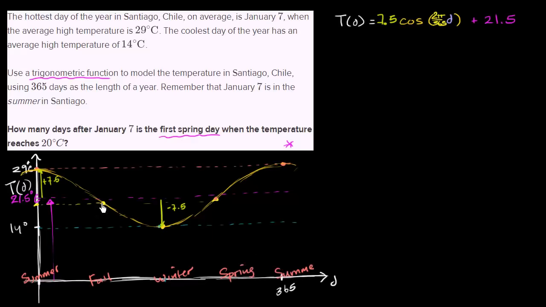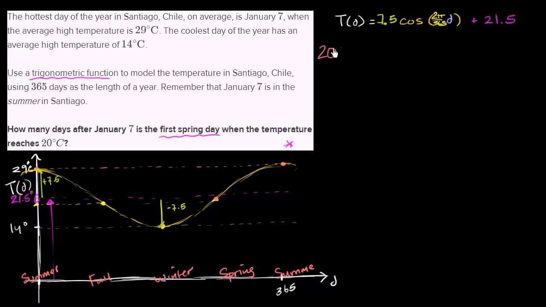This one will be the day in fall when the average high temperature is 20 degrees Celsius. This is the first day of spring where the average high temperature is 20 degrees Celsius. Oh, I guess it's not necessarily the first day of spring. It's the first spring day when the temperature reaches 20 degrees Celsius. So this is happening in the spring right over here. So this is the value that we want. So let's just think about that as we try to manipulate this a little bit.